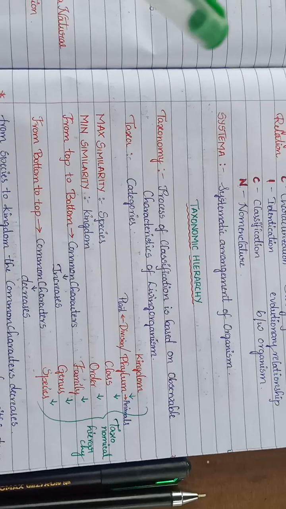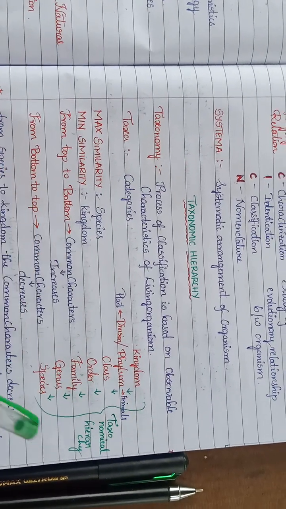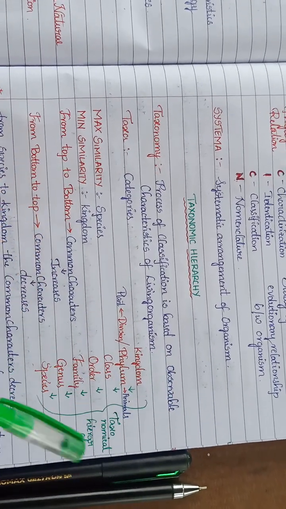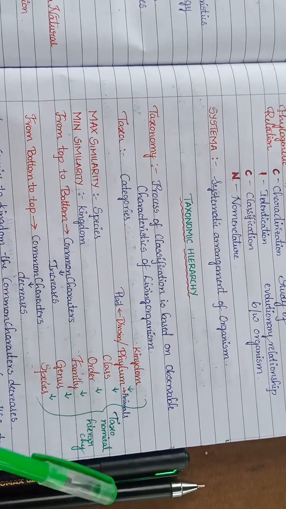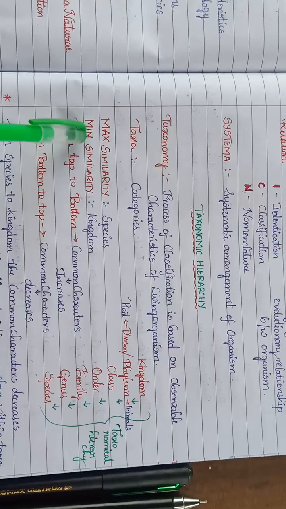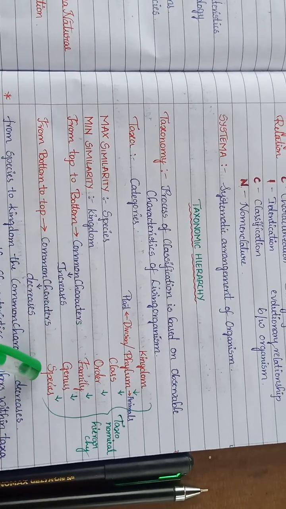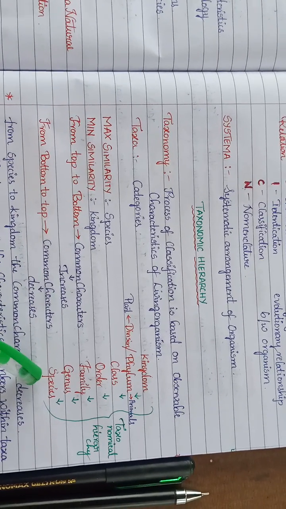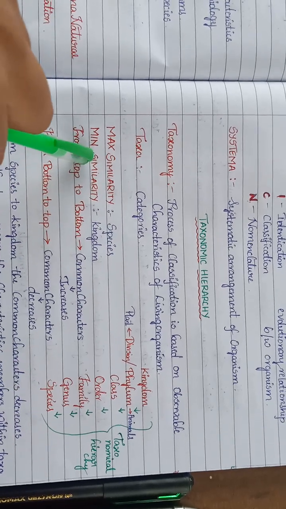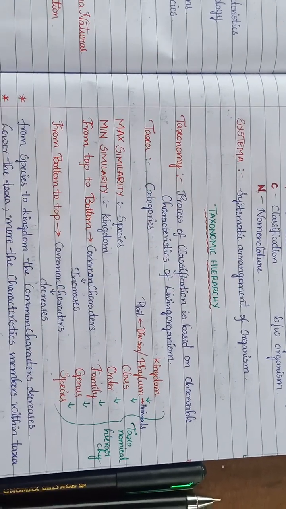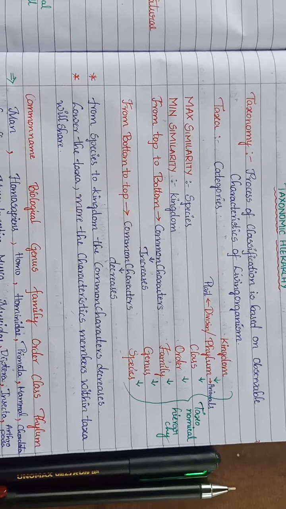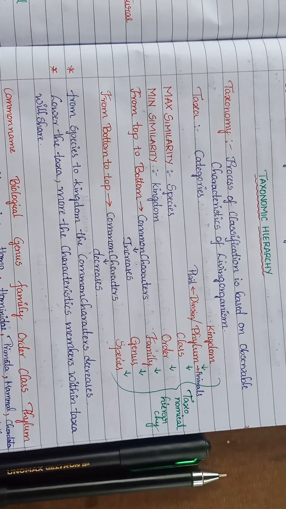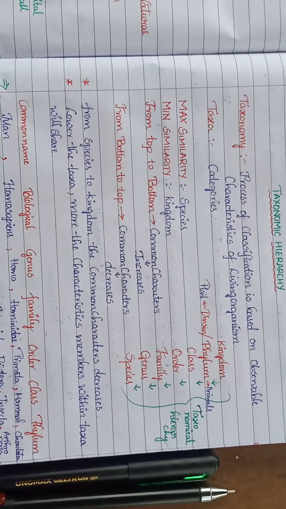From top to bottom, the common characters increase, and from bottom to top the common characters decrease. The maximum similarity is for species and minimum similarity for kingdom. Right? Hope you understood. The lower the taxa, the more characteristics the members within the taxa will share.